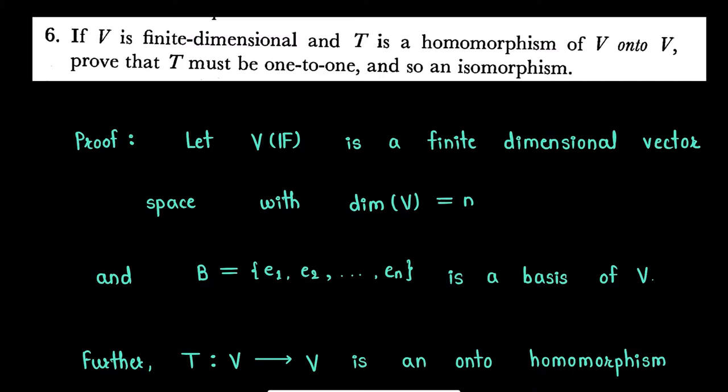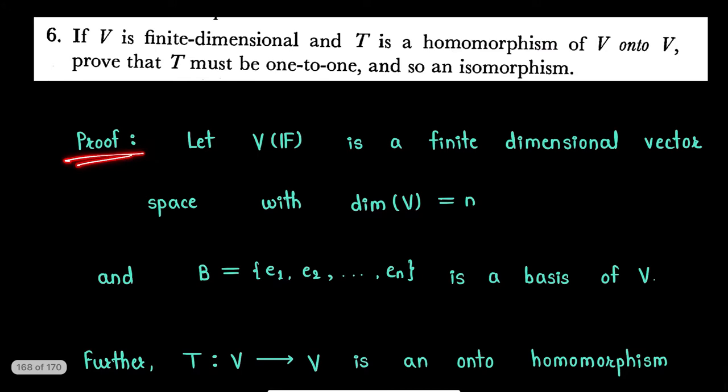In this video, I am going to solve an exercise question from the book Topics in Algebra, chapter 4, Vector Spaces and Modules. The question is: if V is finite dimensional and T is a homomorphism of vector space V onto V, prove that T must be 1-1, that is, T is injective, and so T is an isomorphism.